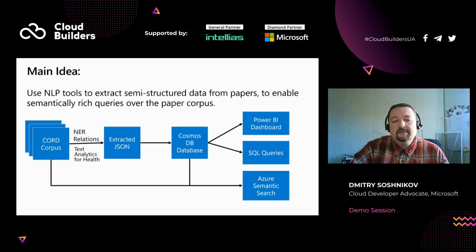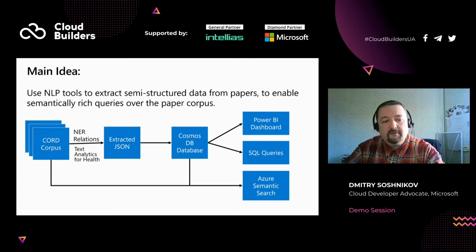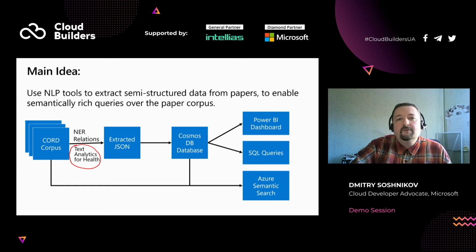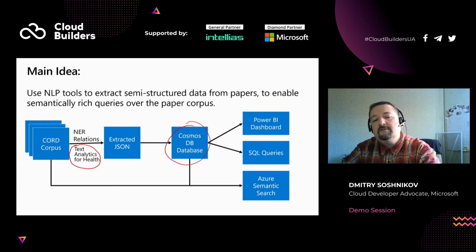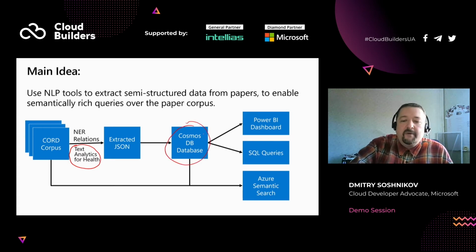We can use a service called Text Analytics for Health. Microsoft was quick enough to provide this cognitive service, which can indeed process medical information and extract entities and relations from it. Those entities and relations come in hierarchical form. So we extract them and store them in a Cosmos DB database. And then we can do different things with them. We can visualize them using Power BI. We can do SQL queries. We can do some powerful semantic search. So that's the overall idea of my talk.